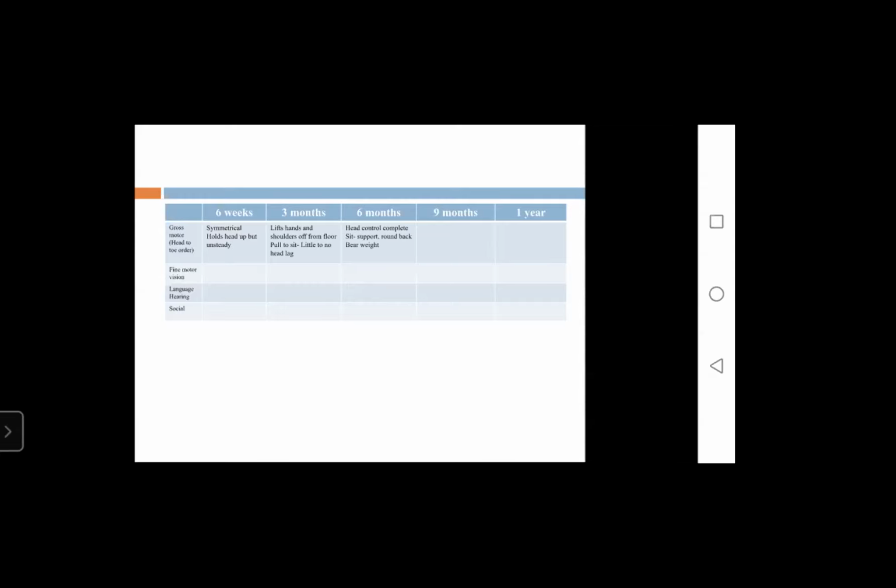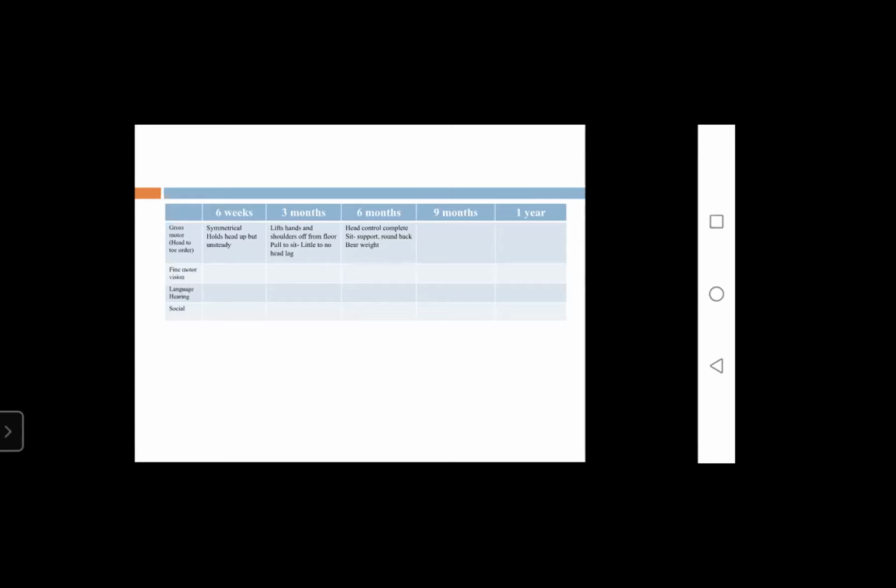At 6 months, the head control should be complete. So if you hold the child in the sitting position, the child should be able to keep the head quite straight and also be able to turn and look around. Okay. And if you put the child in a sitting position, they'll sit with support. So this is what you call sitting with a rounded back.